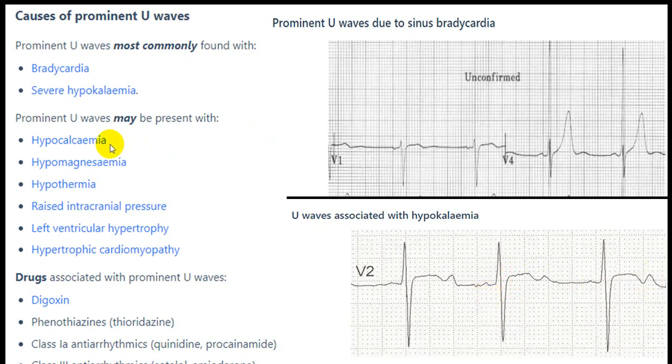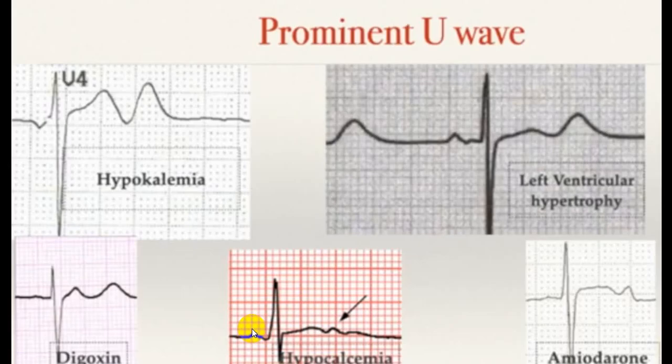Also you can get U wave prominence in hypomagnesemia, hypothermia, raised intracranial pressure, LVH, hypertrophic cardiomyopathy. You should look for these, but hypokalemia and hypocalcemia you should especially look for. Another very important thing is digoxin, and don't forget some of the drugs. So you can see that this is taller than even the T wave, very classical in case of hypokalemia.